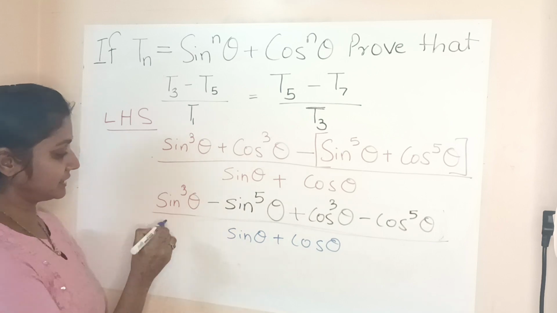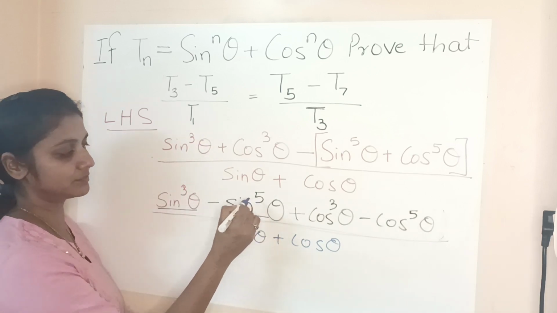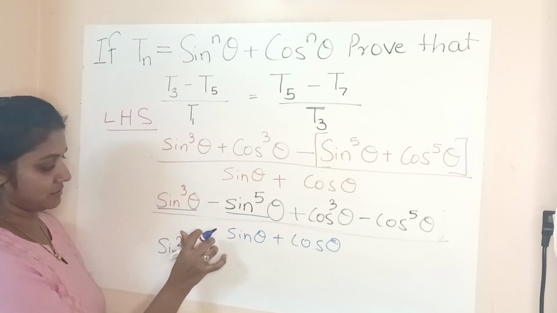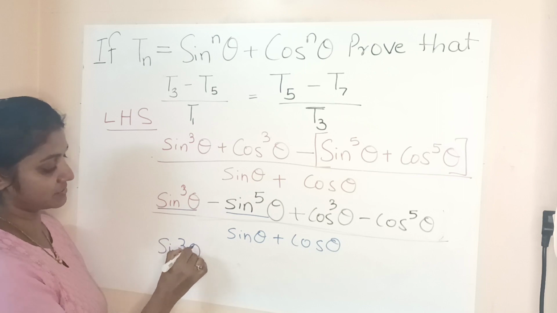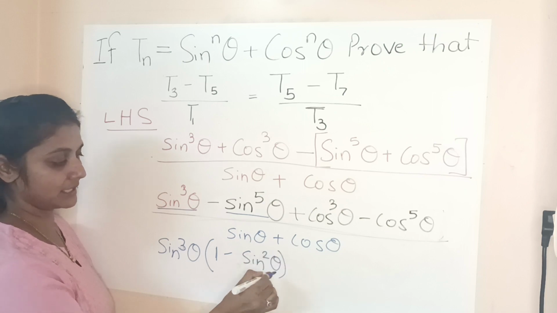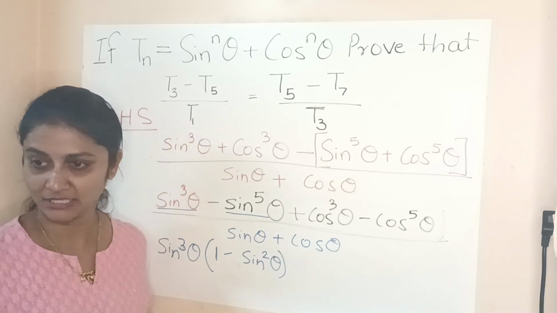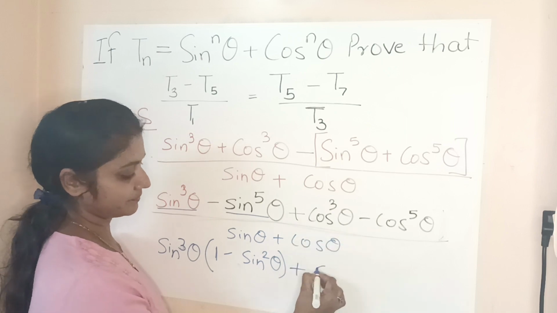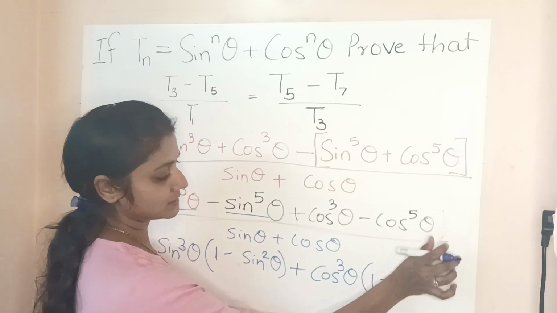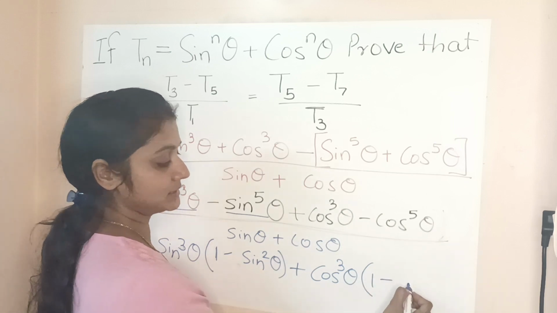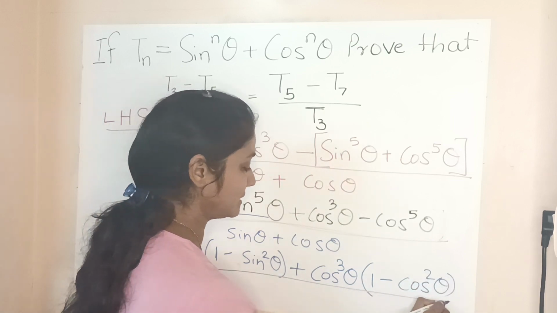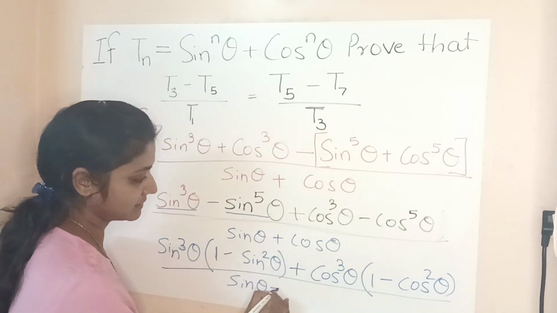Now in this sin cube and sin to the power 5, can I take sin square outside? No, I can take sin cube itself outside, and inside I get 1 minus sin square theta. Can I do that? Yes. Now life becomes easy. Plus here, I'll take cos cube outside and inside I'll get 1 minus cos square theta. Did I get this? By the same thing, sin theta plus cos theta.